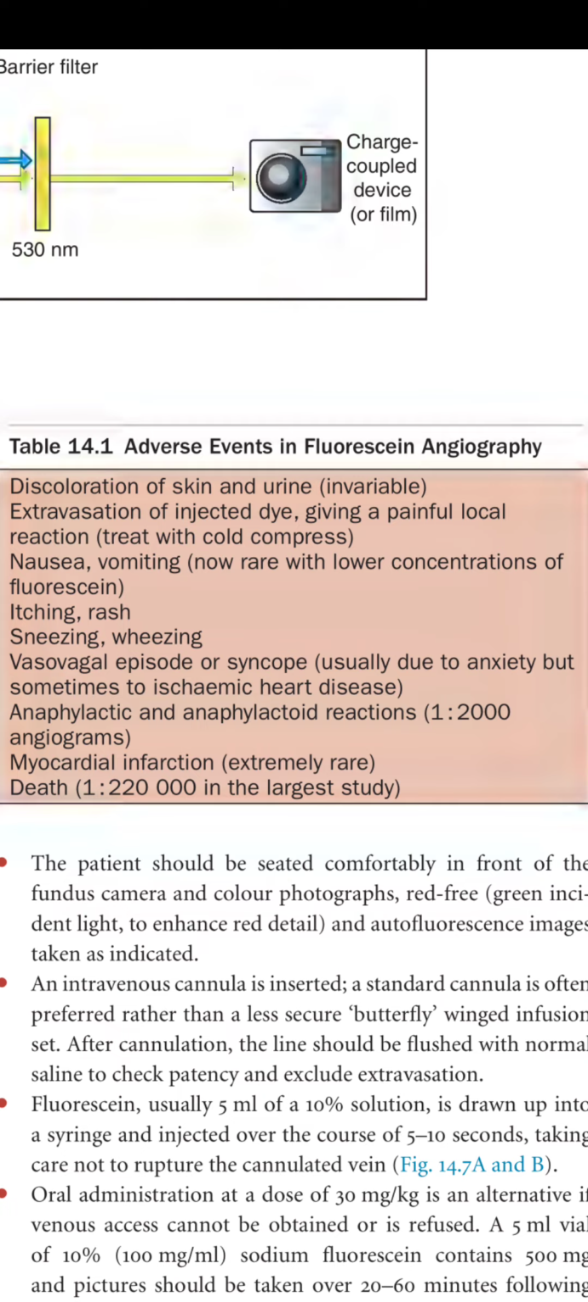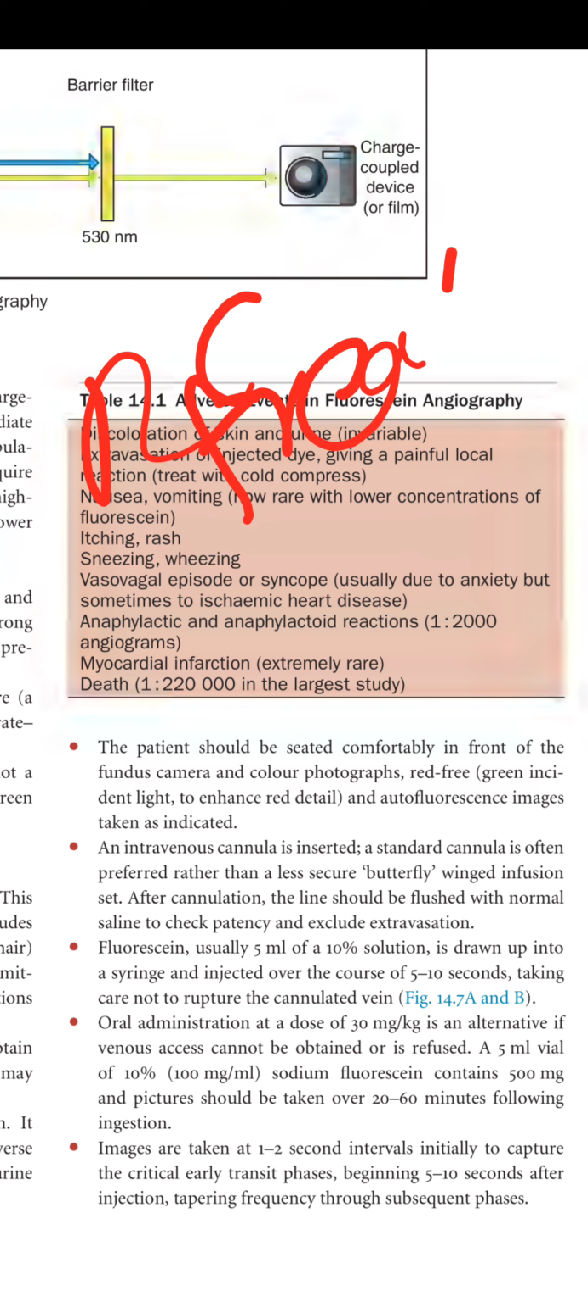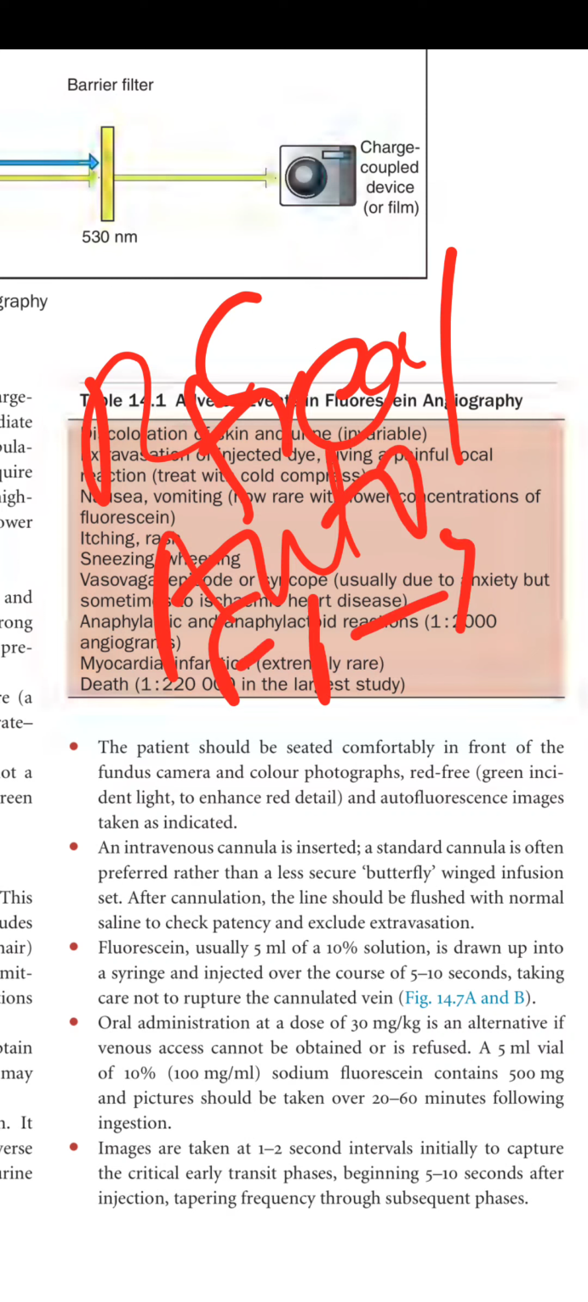Next, the patient should be seated comfortably in front of the fundus camera and color photographs are taken. Red-free incident light is used to enhance the red detail, and autofluorescence images are taken as indicated. So first you can take the red-free images, or the autofluorescence images, before commencing the fluorescein angiography. An intravenous cannula is inserted. A standard cannula is often preferred rather than a less secure butterfly needle.